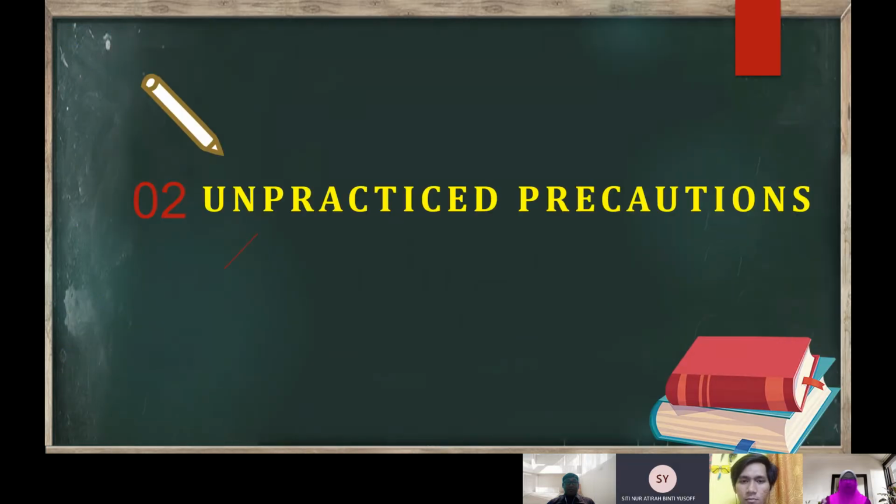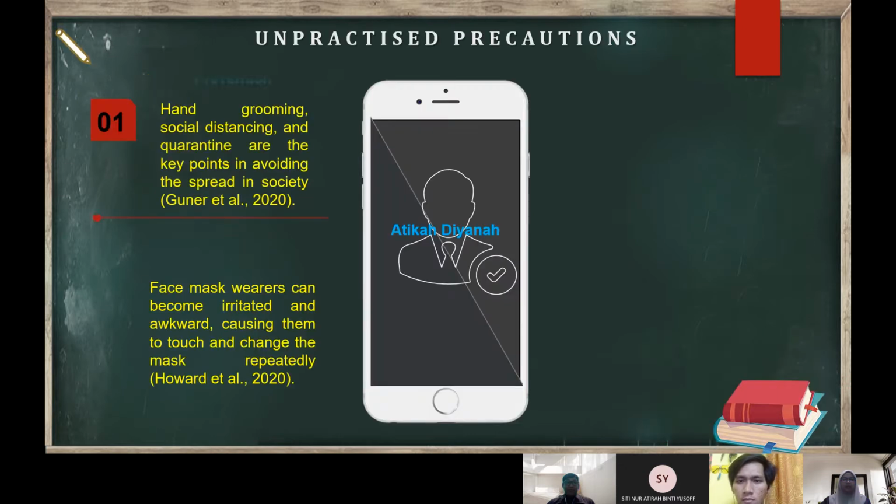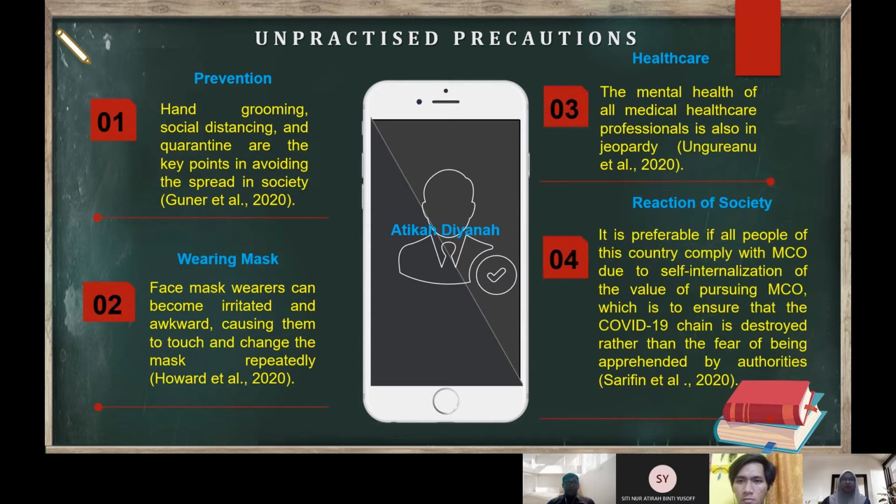Thank you, Atira, for the great explanation. Now I'm going to present my part. Lack of precautions is among the reasons for the increase of COVID-19 cases. It should be emphasized that following social distance, wearing a mask, maintaining hand hygiene, and avoiding large gatherings remain important in preventing the spread of infection.